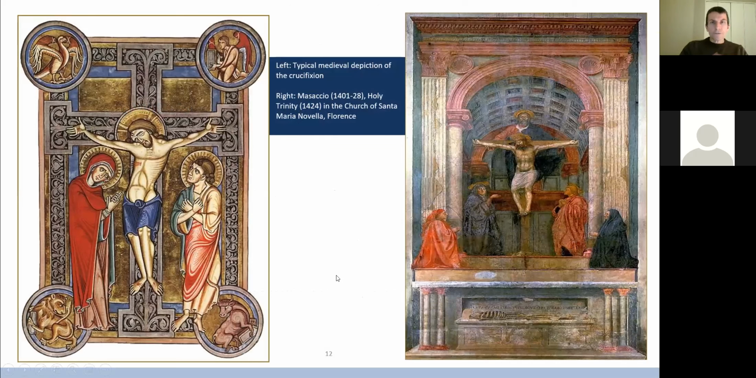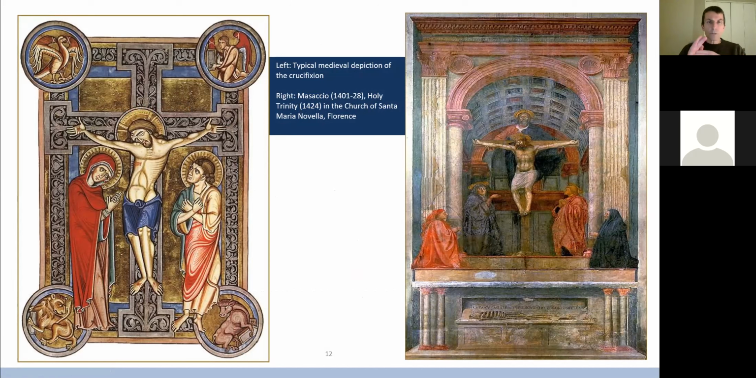Here's an example of two works. This is not Brunelleschi, it's Masaccio on the right, 1424, of the crucifixion, and then another one, a typical late medieval depiction of the crucifixion without any perspective.